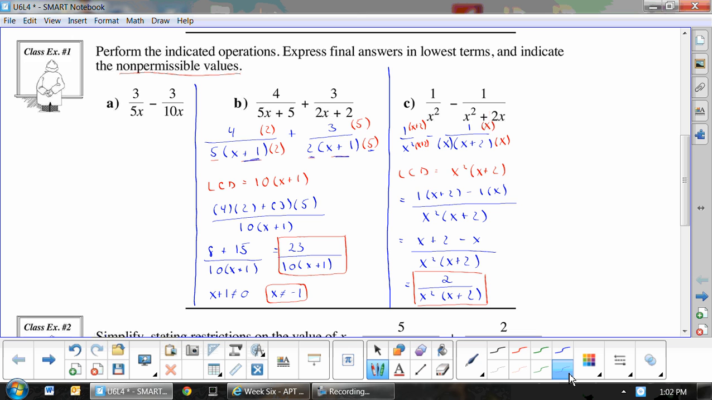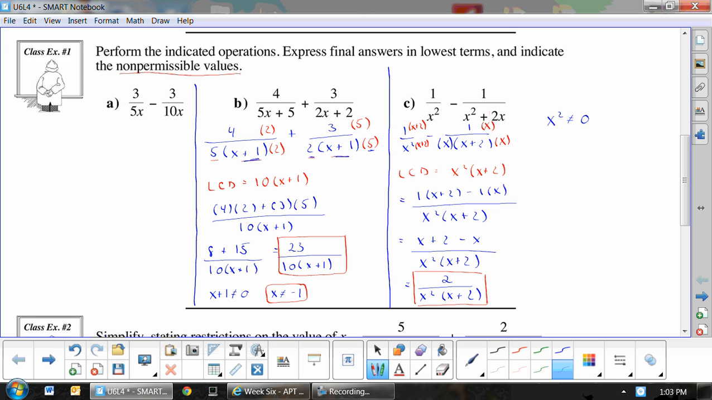And then to find our non-permissibles, yeah, so we want to use the factors. That's a really good suggestion. As soon as you have those denominators factored, find those. Because on a test, if you're stressed out or running low on time, that's a step you'll forget to do. So it's always good, as soon as you have those factors, to find them.